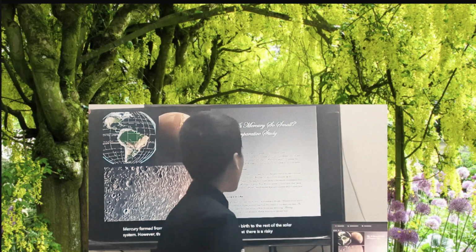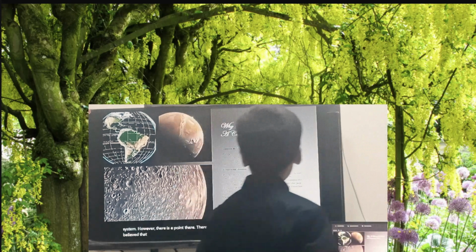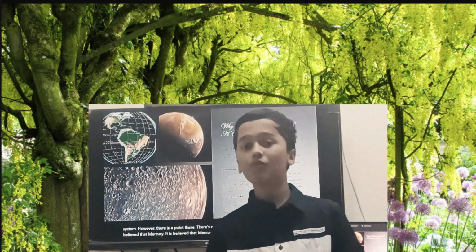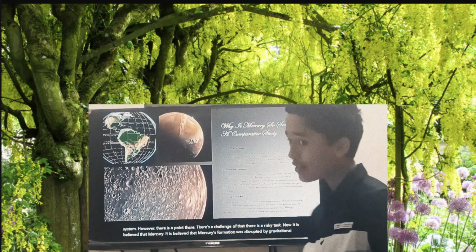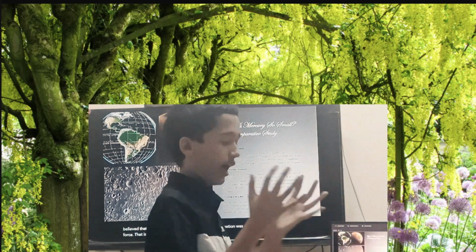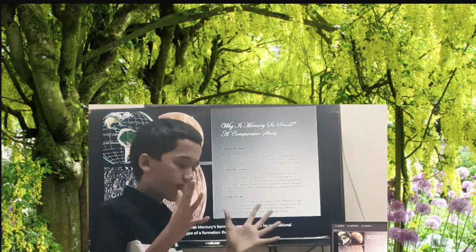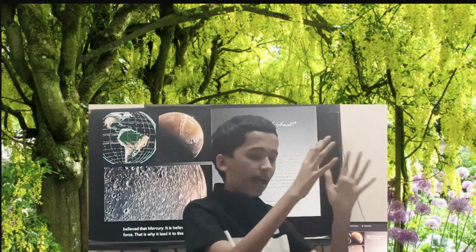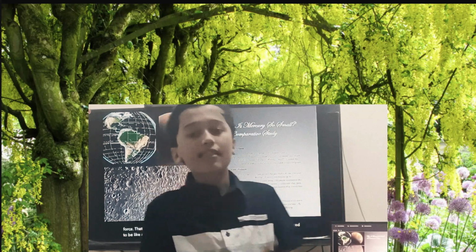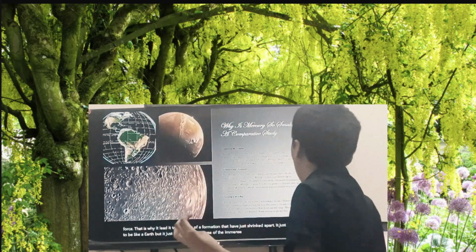Now, it is believed that Mercury's formation was disrupted by a gravitational pull force. That is why it led to this type of formation that shrank apart. It used to be like Earth, but it shrank because of the immense and heavy gravitational pull.